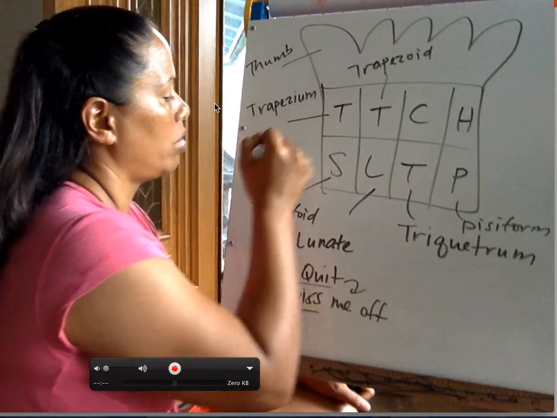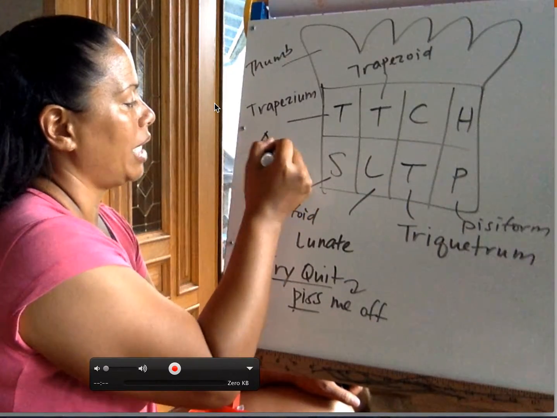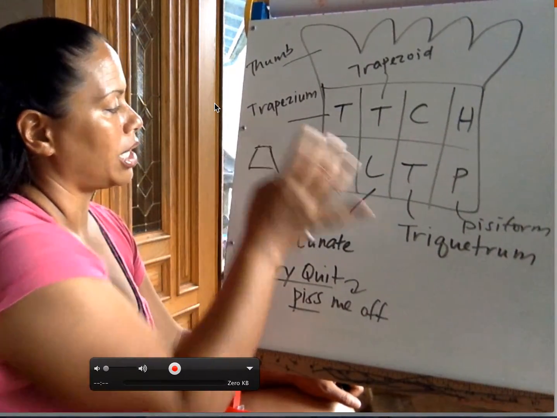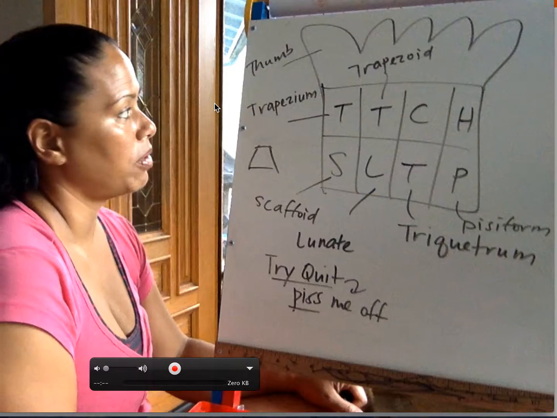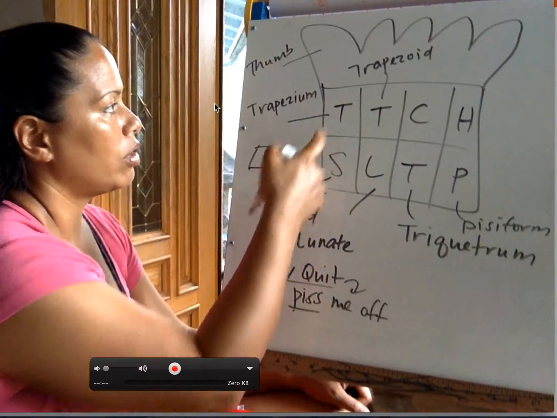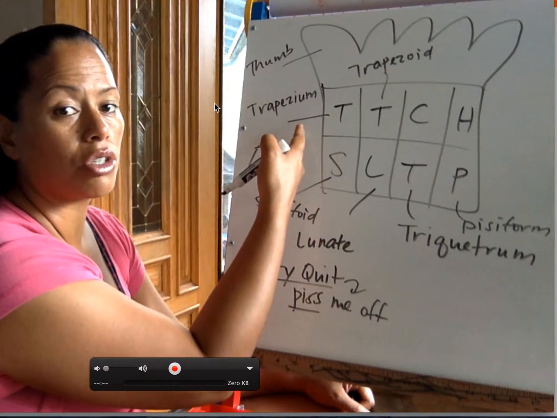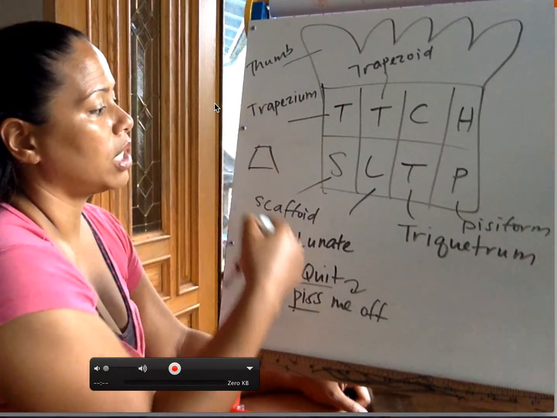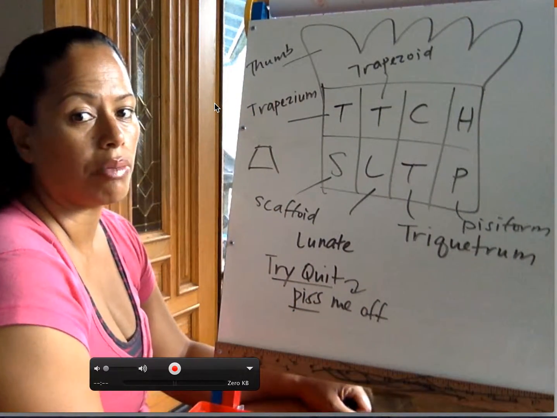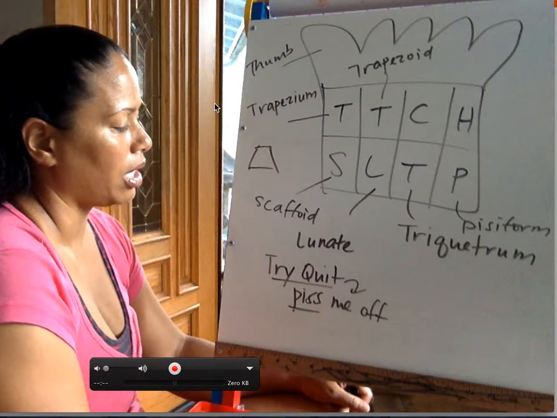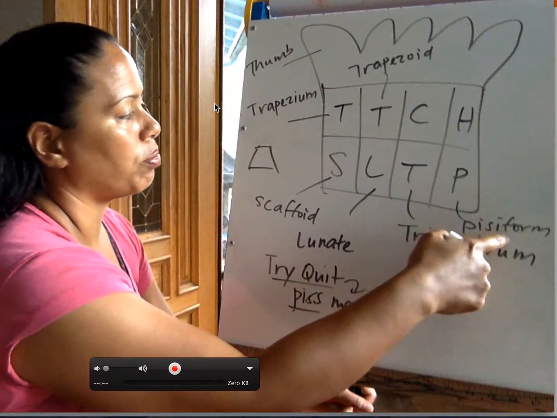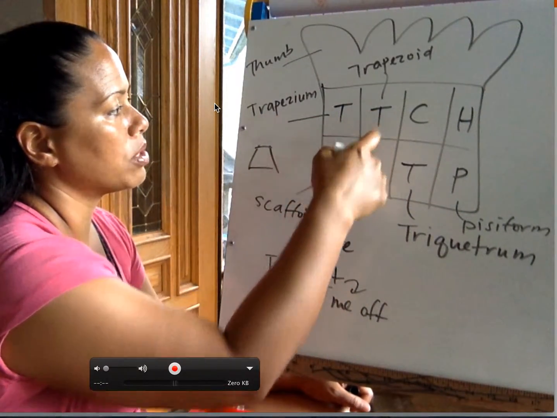So what is a trapezoid? It's basically a triangle with its head cut off. That's a trapezoid. So that's probably the shape of the trapezoid bone. And who does he sit next to? Trapezium. And trapezium is under the thumb. That's easy. And then where do you find triquetrum? Under pisiform. And he's next to lunate. Scaphoid, lunate, triquetrum, pisiform, trapezium, trapezoid.